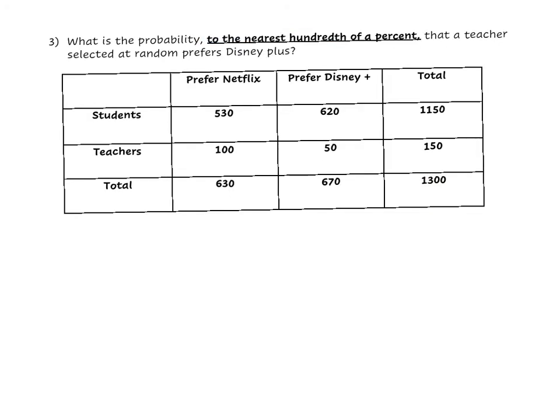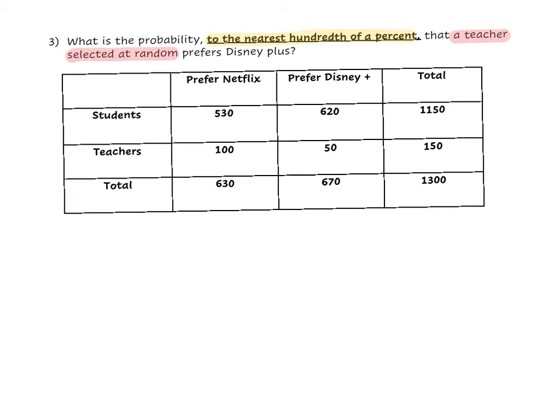Okay, let's look at example number 3. What is the probability, now this time, to the nearest hundredth of a percent that a teacher selected at random prefers Disney Plus? So this one's a little bit tricky because they're not saying from the grand total. They're saying what is the probability that a teacher selected at random prefers Disney Plus?